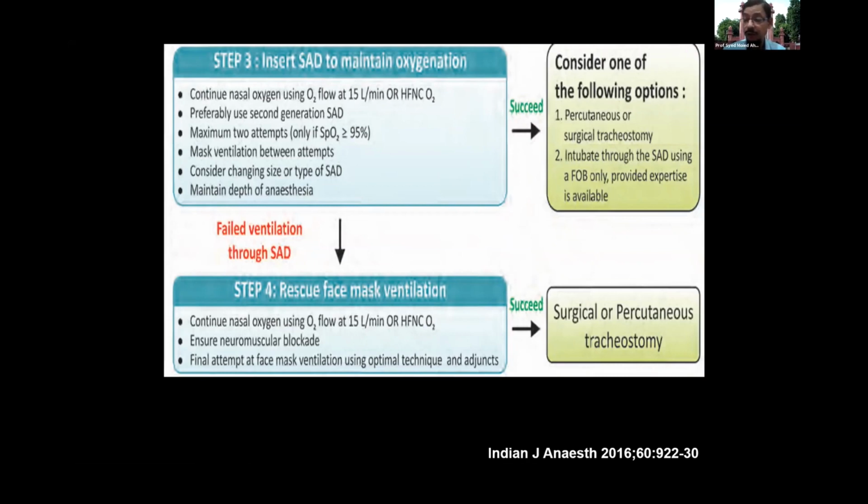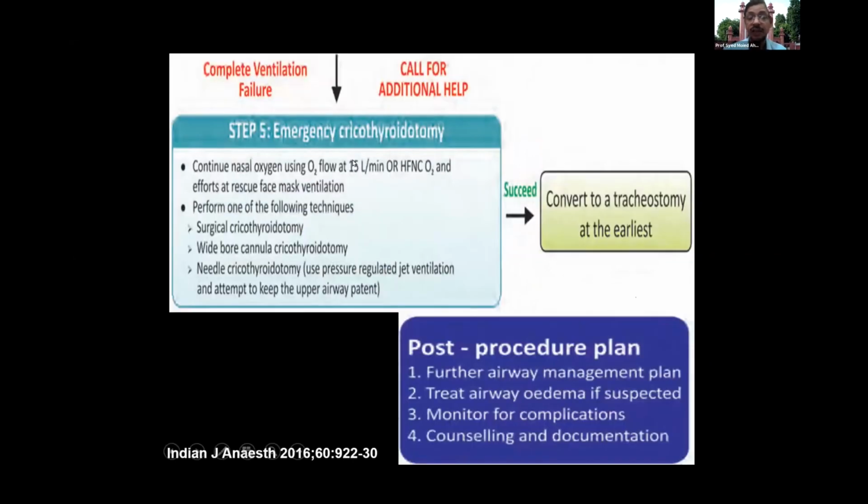If you have a fiber optic bronchoscope and an expert, you can intubate this patient through that. But if you fail to insert a supraglottic airway device, you can go for rescue face mask ventilation by continuing your high flow oxygen at a flow of 15 liters per minute, but ensure that the patient has a full neuromuscular blockade. If you succeed at this, then you still go for surgical or percutaneous tracheostomy. If you fail, you declare this step as complete ventilation failure and go for additional help. This process is the same as in the case of an adult unanticipated difficult airway. Subsequently, go for the post-procedural plan.